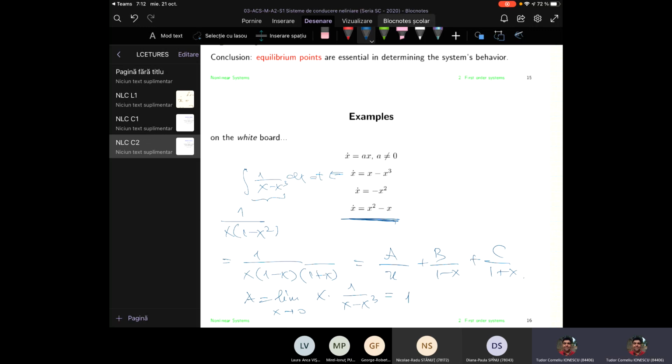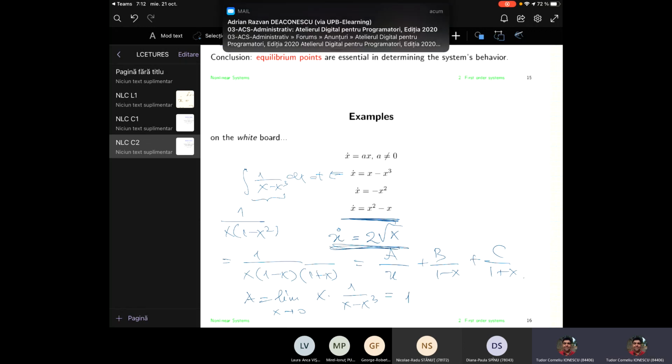What I actually want to show you now is one other nice example. I've got another example here, and we can solve some of them next week. This is also a very nice example you can use here. x dot is 2 square root of x. This is also very nice to compute.